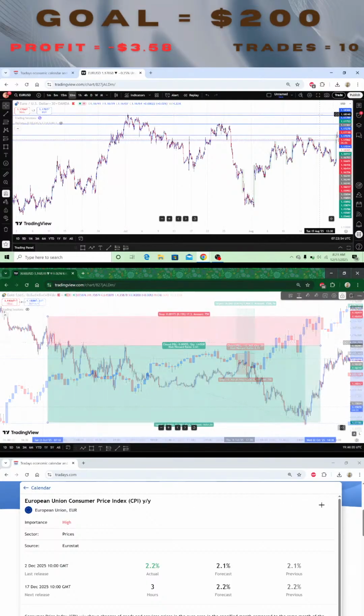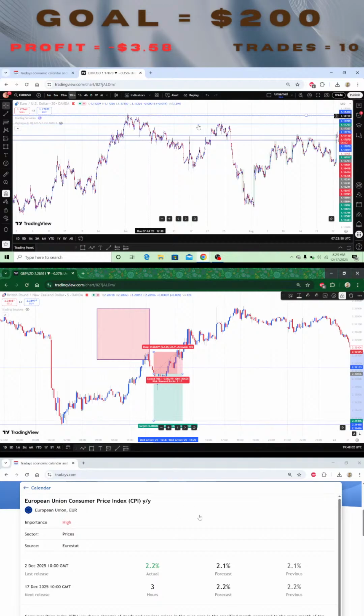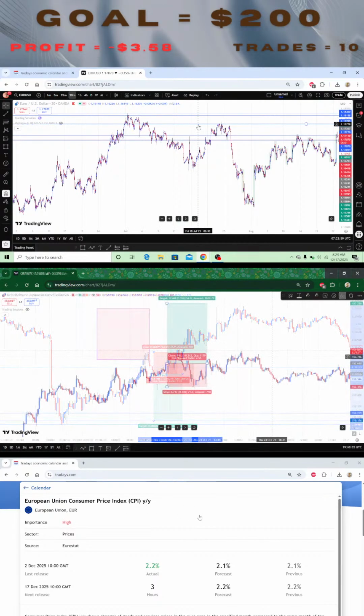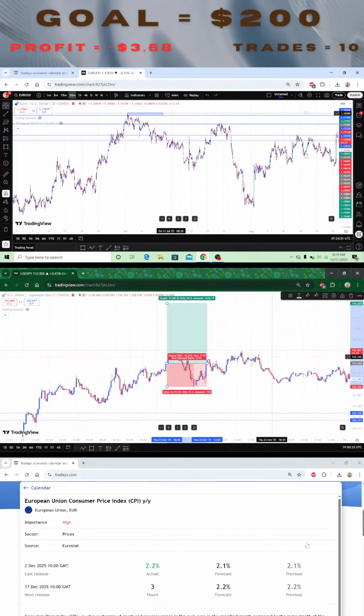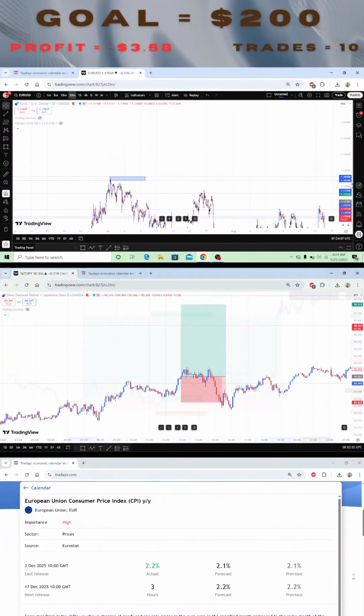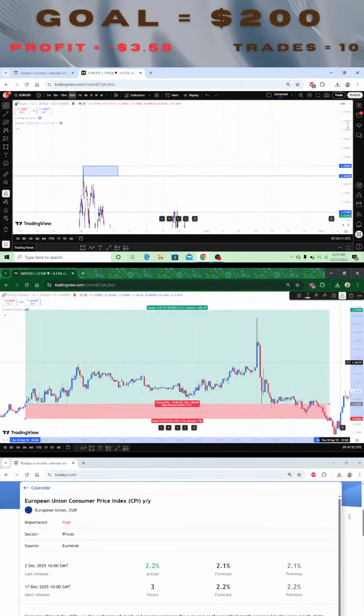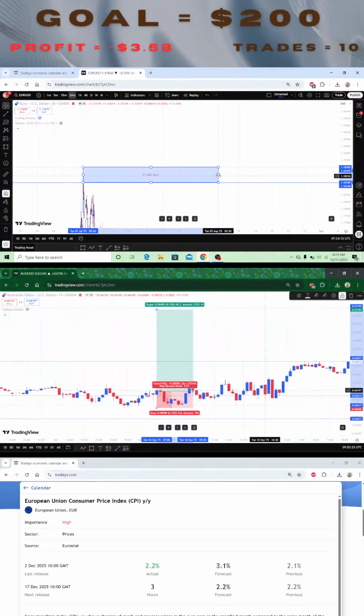Normally, I would drag the box all the way down. Or should I drag the box all the way down? Okay, I think that's what I would do. Control Z. Okay, let's drag the box all the way down there so that it will be a very valid zone that we can see.